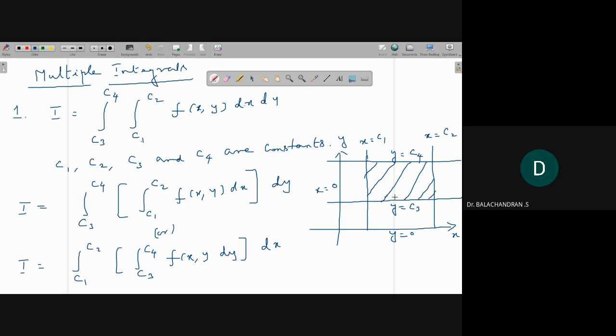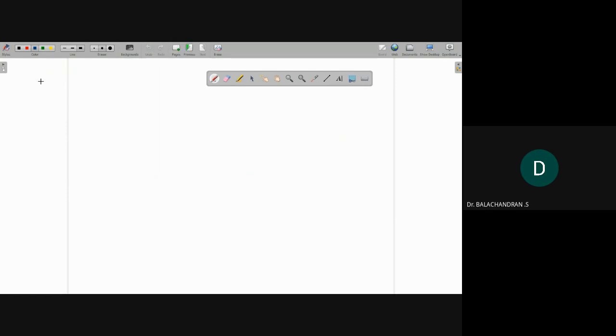If f of x comma y is 1, then this double integral is nothing but the area of this region. That is, if you have integral c3 to c4, integral c1 to c2, dx dy, then that is equal to the area of this square or rectangle, whatever it may be. Now I'll go to the problem.